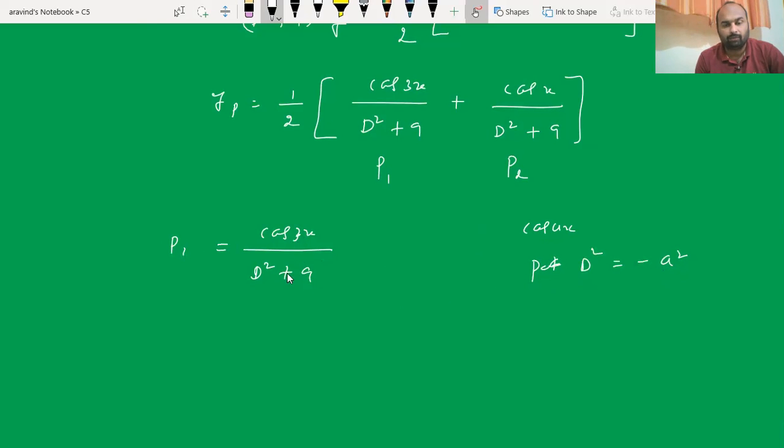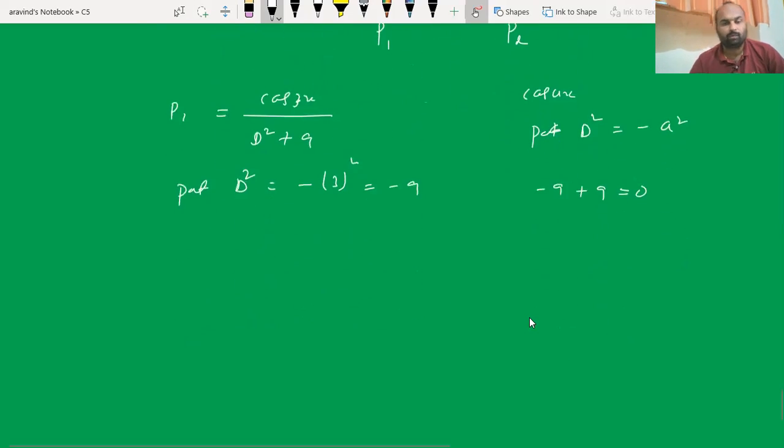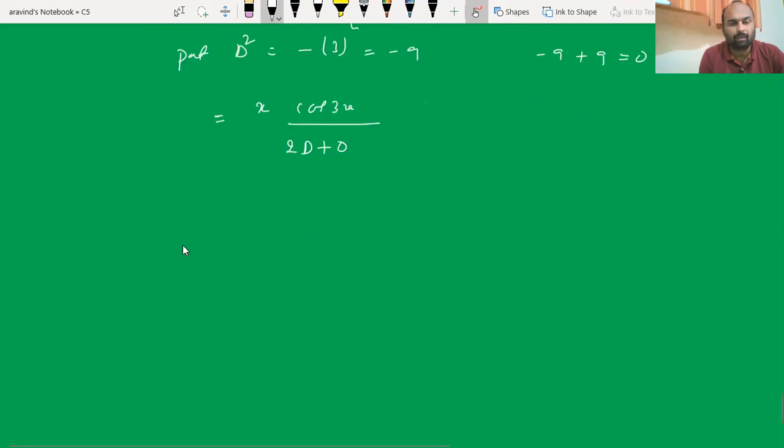But here, if you substitute D square is equal to minus 3 square, 3 square means what? Minus 9. So if you substitute minus 9 here, it becomes minus 9 plus 9, the denominator becomes 0. So whenever the denominator becomes 0, what we will do, we'll write an x in the numerator, cos 3x, and differentiate the denominator. D square derivative is 2D and derivative of 9 will be 0. Or you can write it as x by 2 into cos 3x by D.